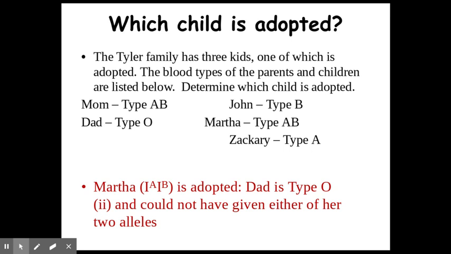So which child is adopted in this scenario? The Tyler family has 3 kids, one of which is adopted. The blood types of the parents and the children are listed below. Determine which child is adopted.